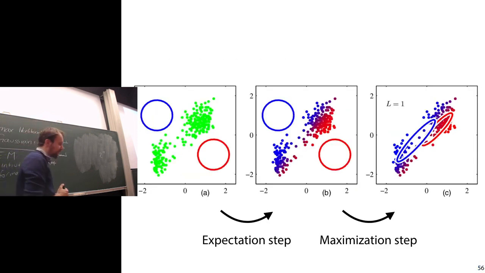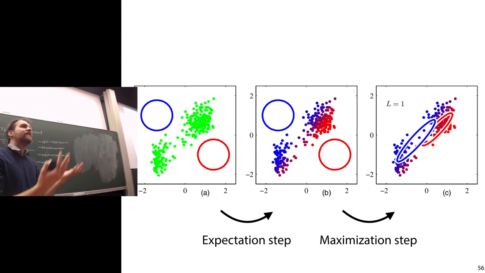So this is the expectation step, coloring the points, and this is the maximization step. Maximization is finding the maximum likelihood fits to these weighted parts of the data. So that's the intuitive way that maximum likelihood works.